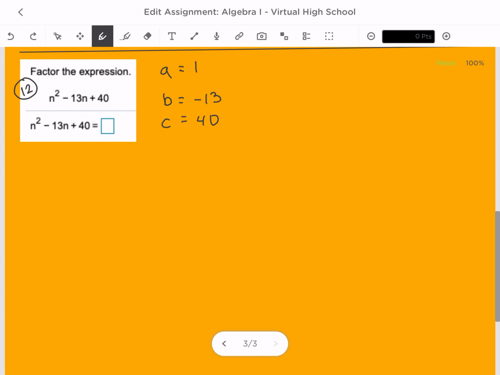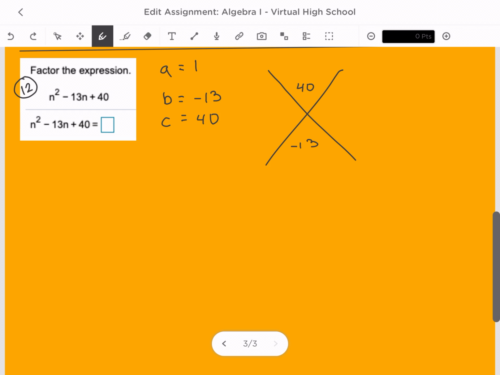Okay, so I'm going to do my x method here. I'm going to put 1 times 40, which is just 40, on top, and negative 13 on the bottom. Now, I'm going to look for two numbers that multiply together to be 40, but also add up to negative 13. Okay, so let's see. Numbers that multiply to be 40.